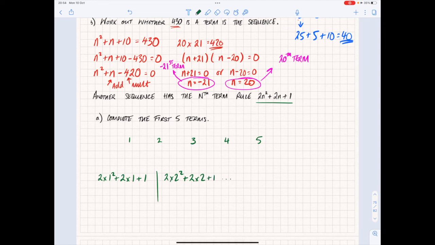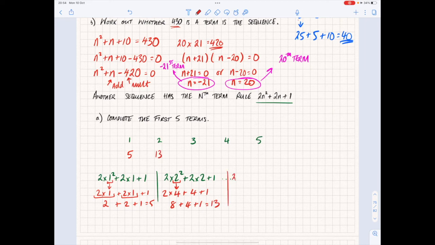So if we work this out, so first of all, remember, do your indices first. So 1 squared is 1 times by 2 plus 2 times 1 plus 1. Well, 2 times 1 is 2 plus 2 times 1, which is 2 plus 1, which gives me 5. So my first term in the sequence would be 5. Then we do the same thing here. Again, be careful, do the indices first. 2 squared is 4, times that by 2 plus 2 times 2, which we know is 4 plus 1. So that gives me 8 plus 4 plus 1, which is 13.